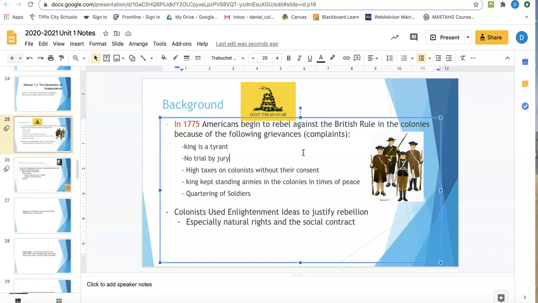Along with this, though, they felt like their natural rights were being violated in other ways. The king kept standing armies in the colonies during times of peace. Now, you might think that's like, oh yeah, they had an army, okay. But I want you to consider this.